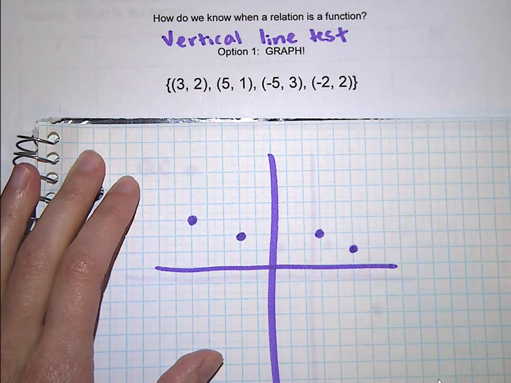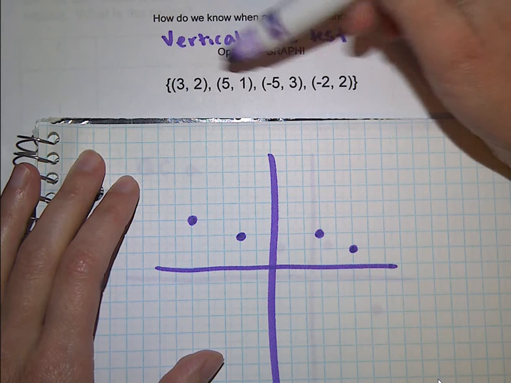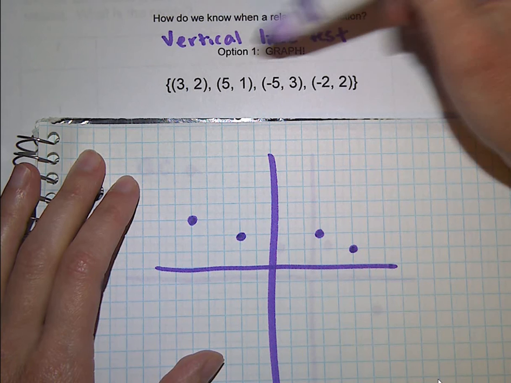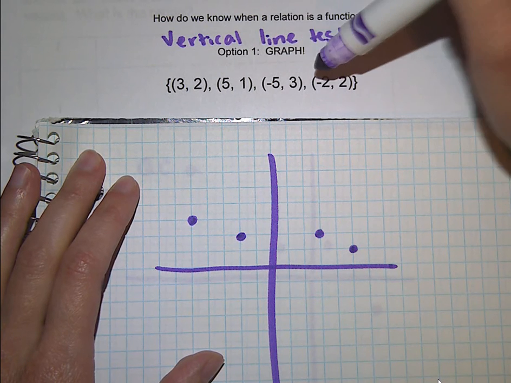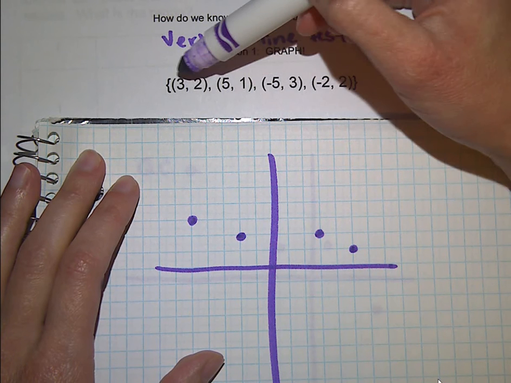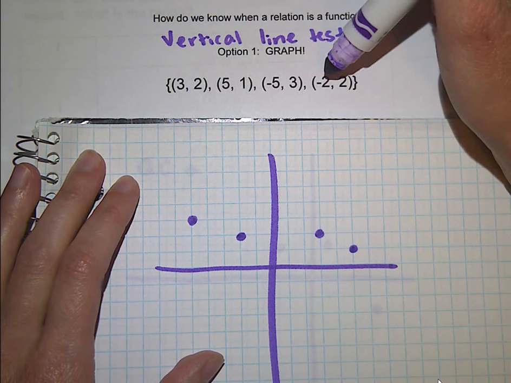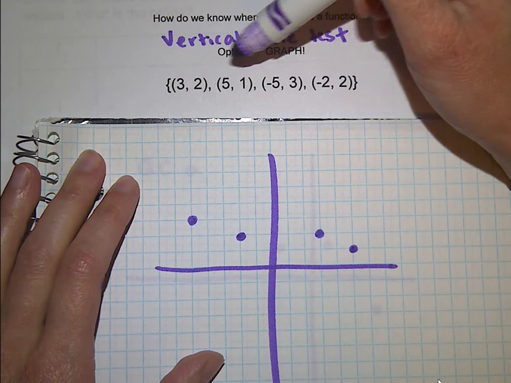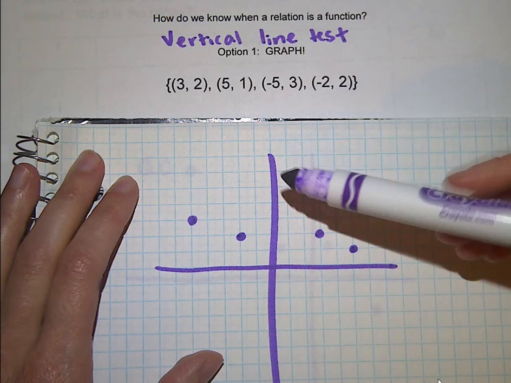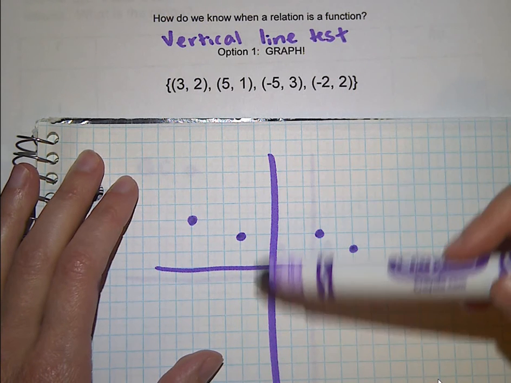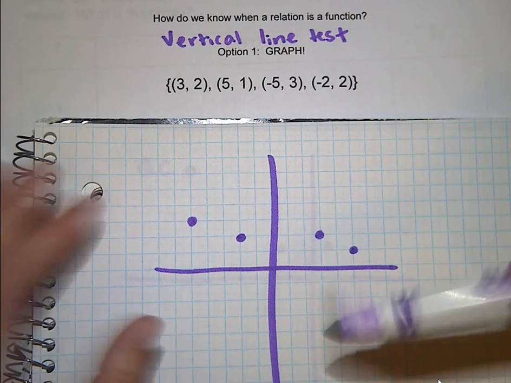I don't connect them. My domain values are all my x values, which were 3, 5, negative 5, and negative 2. My range were the y values, which are 2, 1, and 3. I don't say 2 twice because it's showing up twice. So when I look at this, what I'm really asking is, for every unique input or x value, did I get one y value out? And the way you can test for that is the vertical line test.